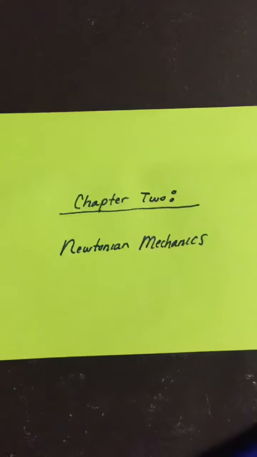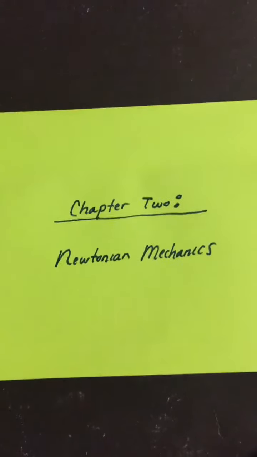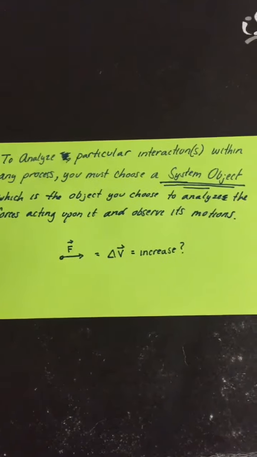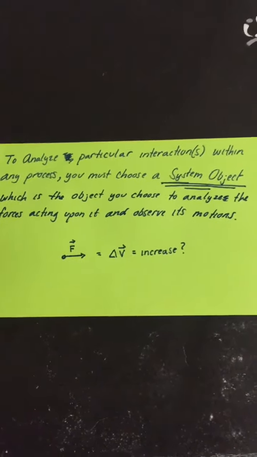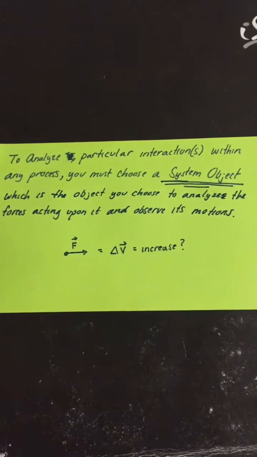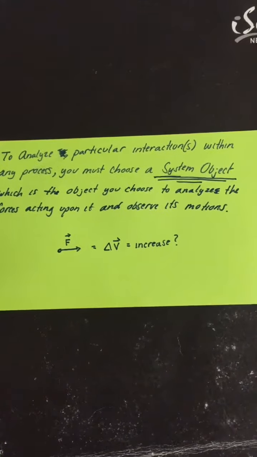Chapter 2: Newtonian Mechanics. To analyze particular interactions within any process, you must first choose a system object, which is the object you choose to analyze the forces acting upon it and observe its motions.